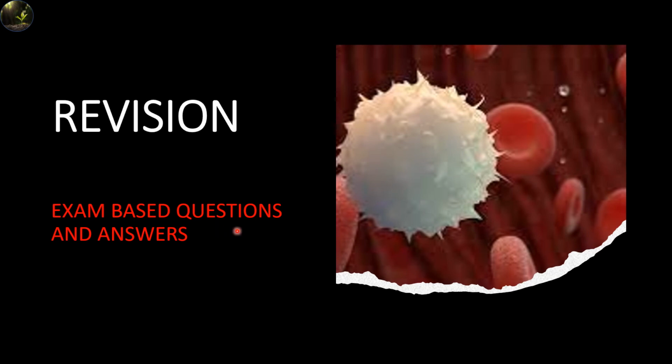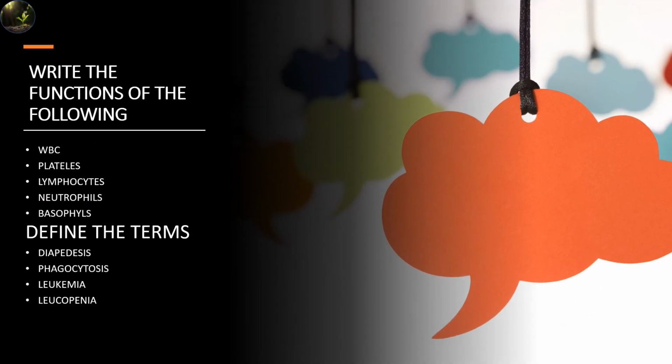Revision, exam-based questions and answers. Some questions based on these topics we are discussing. Write the functions of the following. First one, WBC. What is the main function of WBC? Phagocytosis and production of antibodies. The next one, platelets. What is the main function? It initiates the process of blood clotting.